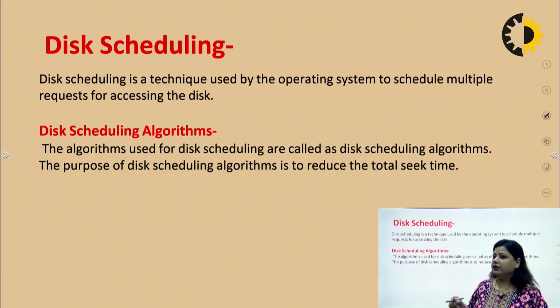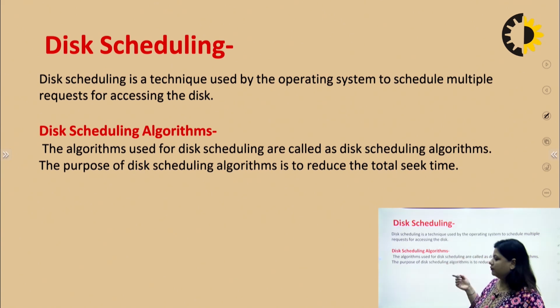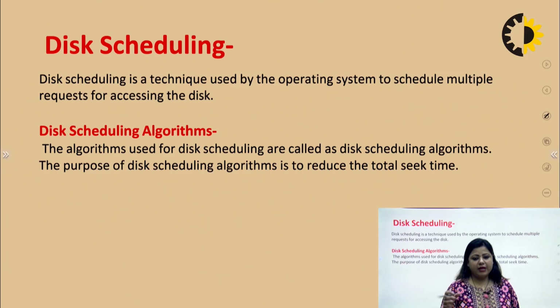So what are the main important terms? First is seek time. What is seek time? Basically, it is the time to move the disk head to the required track. This is known as seek time, and by it we can analyze the time factor, which algorithm is beneficial or more efficient. So seek time is the time to move the disk head to the required track.